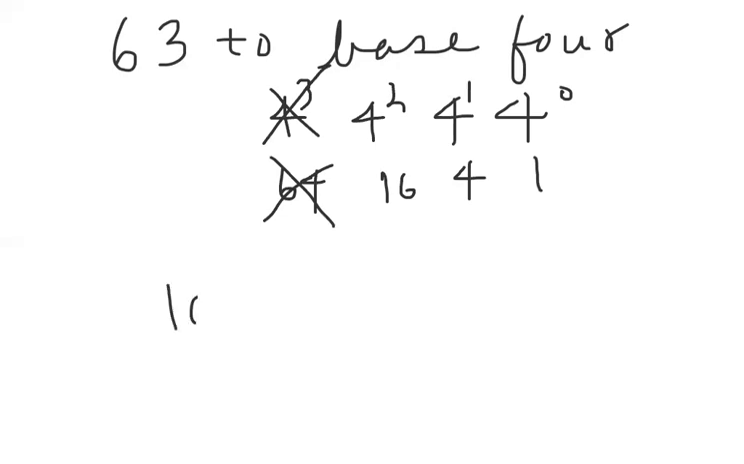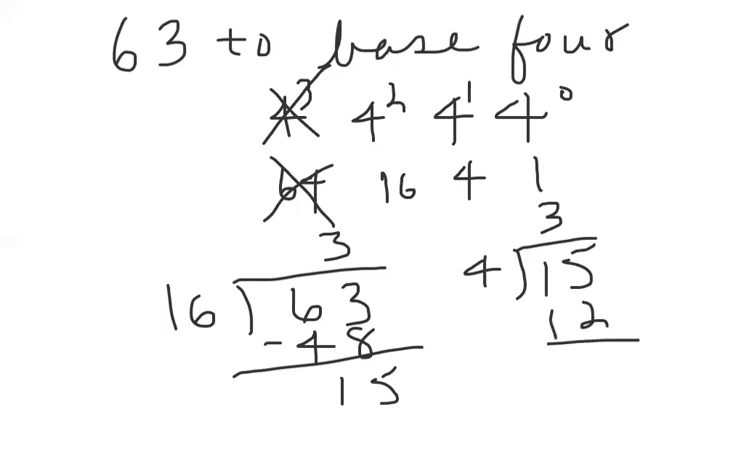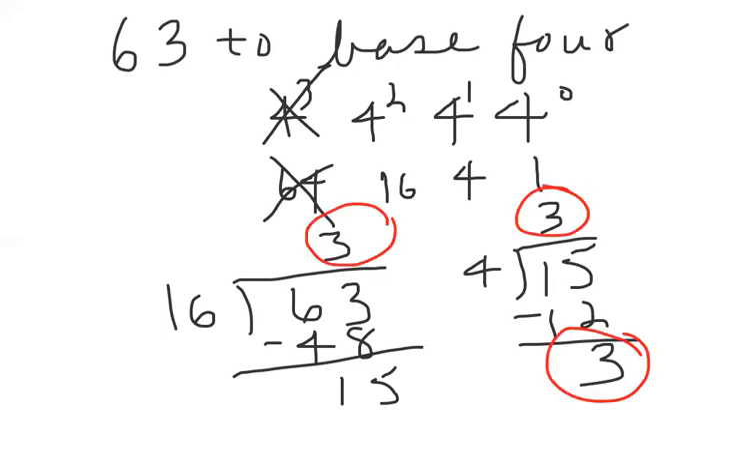So we're going to take 16 divided into 63. 16 goes into 63 how many times? 3 times. 3 times 16 is 48. And we subtract, so that leaves us with 15. You go down to the next digit, 4. 4 goes into 15 how many times? 3 times. 3 times 4 is 12. 15 minus 12 leaves you with 3. So the answer for the problem is going to be 3, 3, and 3.